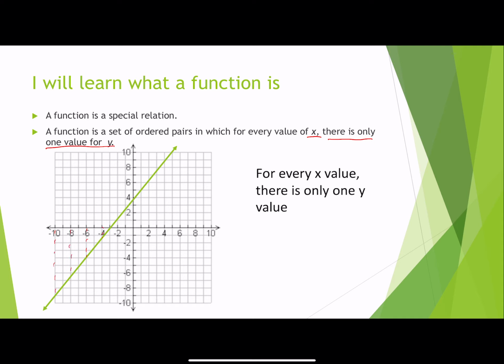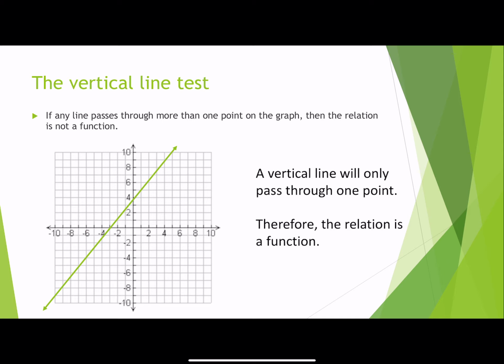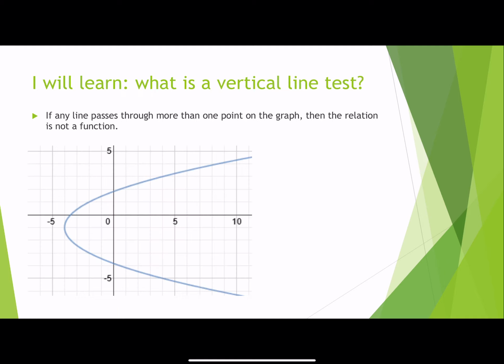And it's the case for every single value of x. A vertical line test will only pass through one point. So, what's a vertical line test? It's basically a tool that we use. Draw a vertical line, and if it only goes through one point, then it's a function. There we go. That's another vertical line test. Therefore this relationship is a function.